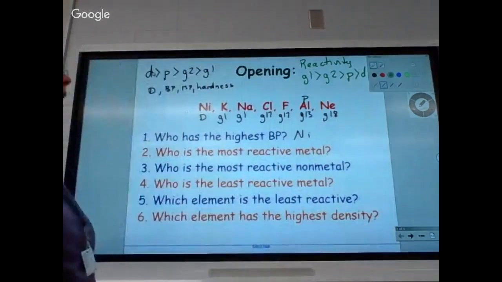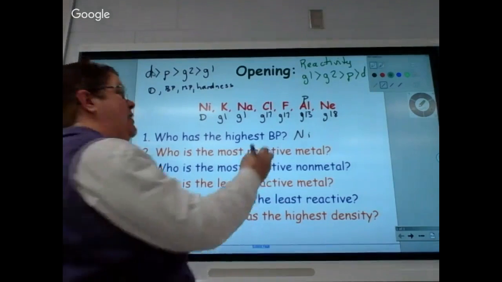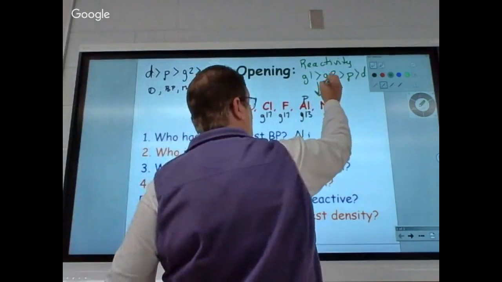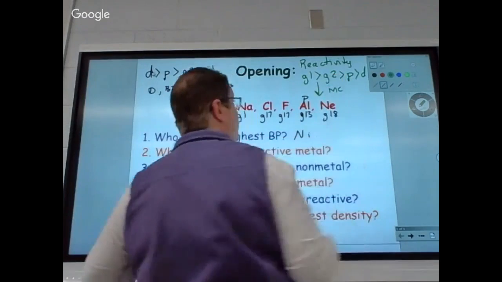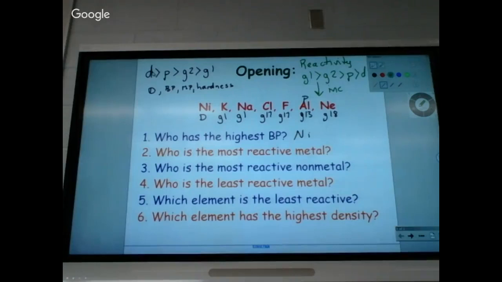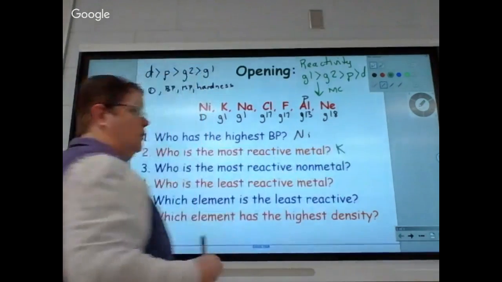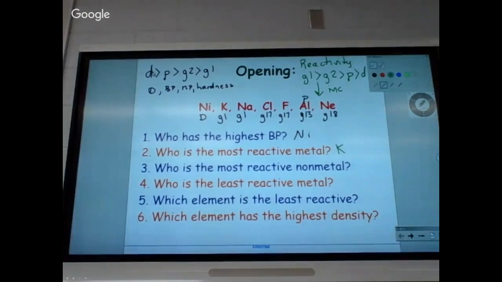So how many elements do you have up here that are in group 1? 2. So what happens is you go down, they increase. Who's further down, K or Na? So potassium is the most reactive metal. You see why I said this gets complicated? We haven't even done the ones on the board yet. We've only done 2. Other than nonmetals, you can count that as the third one.